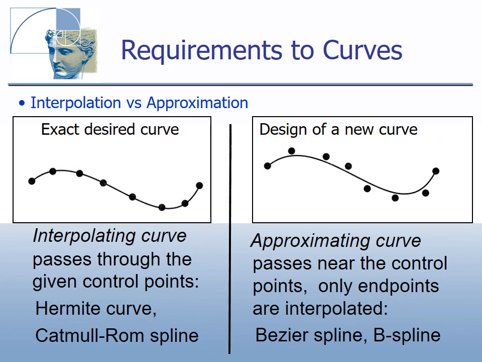Here we show different requirements for curves and give the types of curves satisfying them. When we know the desired curve exactly, we can just provide a number of points and ask to interpolate them. An interpolating curve, left, passes through the given control points. Hermite curve and Catmull-Rom spline are in this category. If we want to design a new curve, which passes near given control points, we can ask just to approximate them. Bézier spline and B-spline curves are in this category.